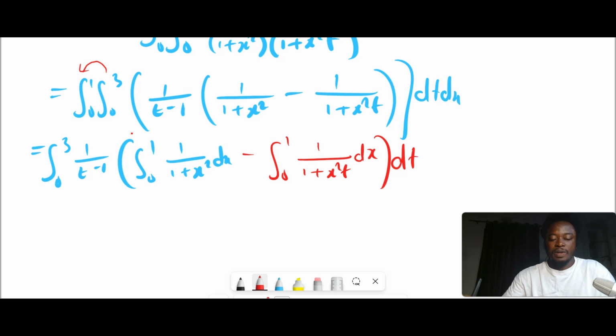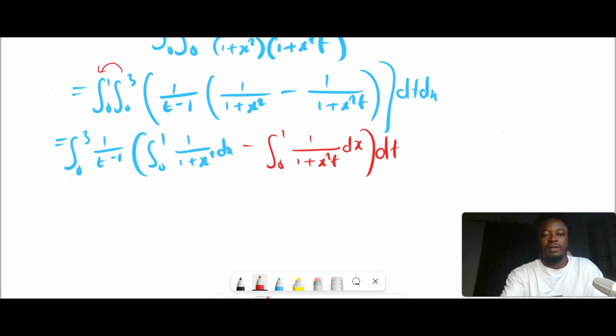Now let me reduce the screen size. Okay, yes, so I have more space to work with.